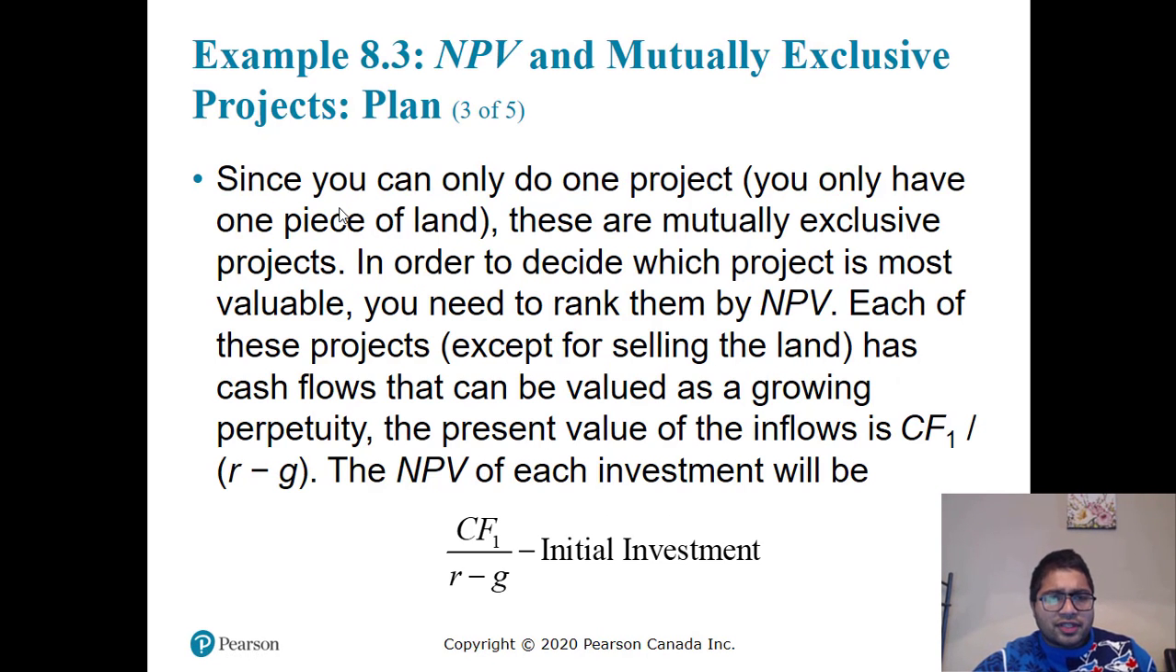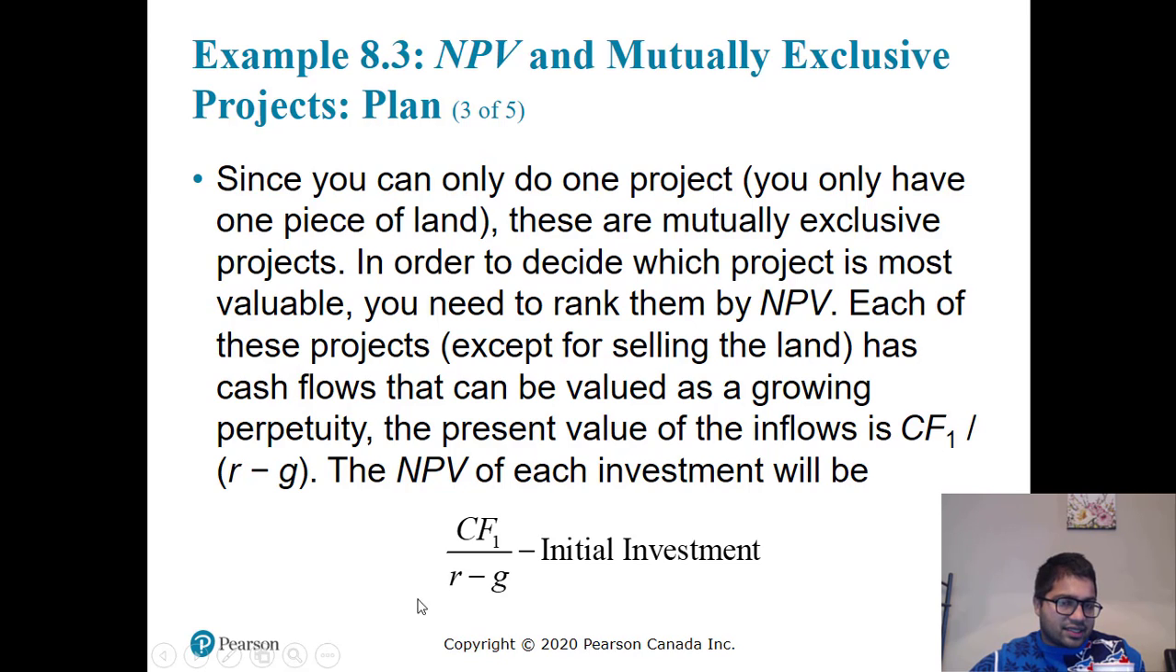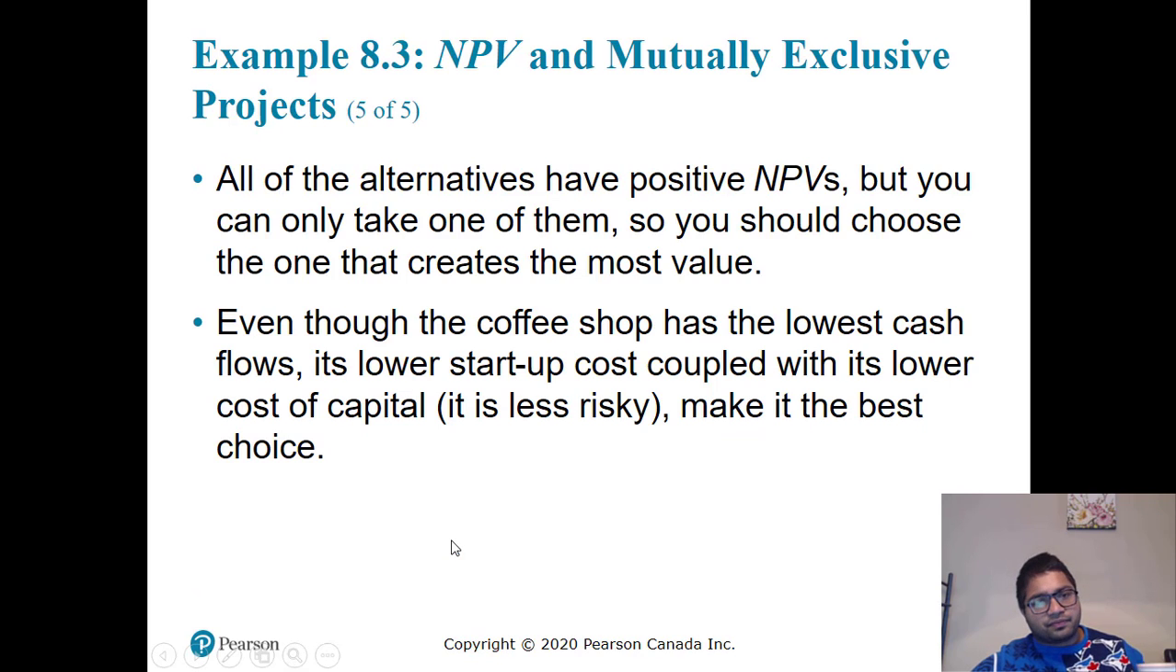Okay. Since you can only do one project, you have one piece of land, these are mutually exclusive projects. In order to decide which project is most valuable, you need to rank them by NPV. Each of these projects except selling the land has cash flows that would be valued as a growing perpetuity. So the formula is CF1 divided by (r minus g), minus the initial investment. If you do that, you get 371, 305, 250, and just selling the land, 220. So the highest NPV is for the coffee shop, so you should accept the coffee shop.